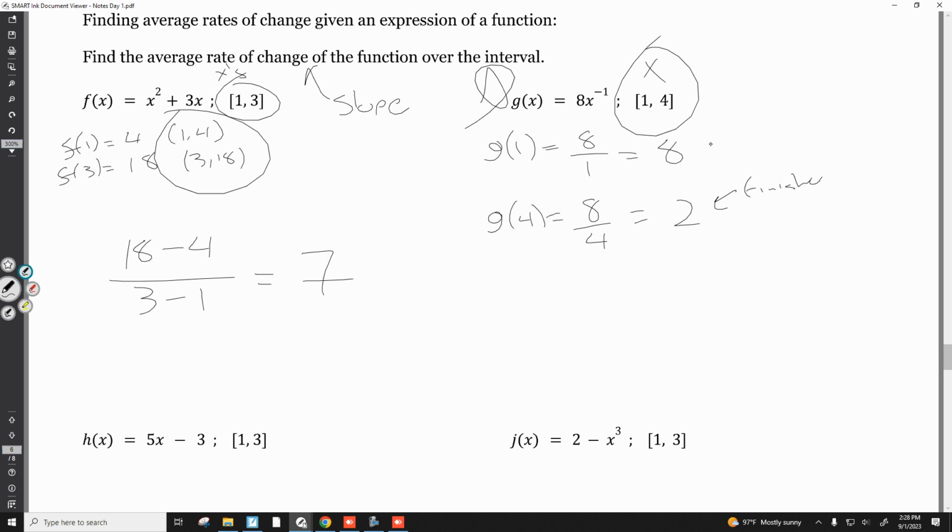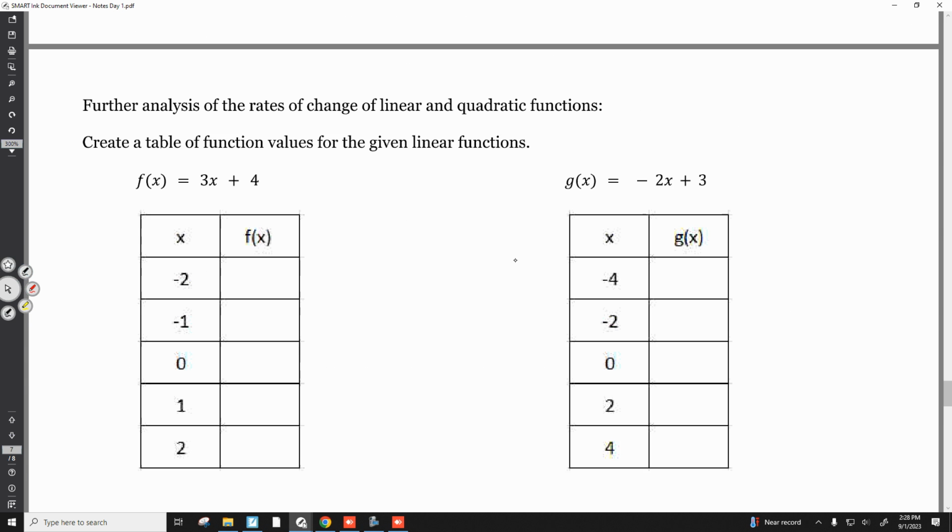This is where we finished. This is where we started. Don't make a mistake. 2 minus 8, my y's went down 6. 4 minus 1, my x's went to the right 3. Divide that, get a unit per x. On average, my function went down 2 y's per x from 1 to 4. Got it? Okay. The last thing we need to talk about.